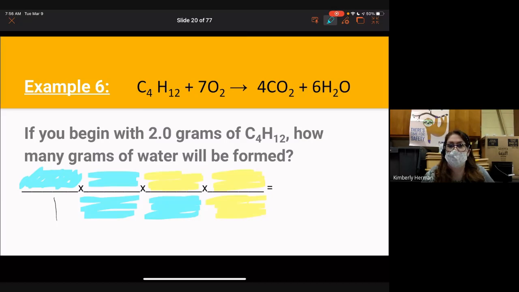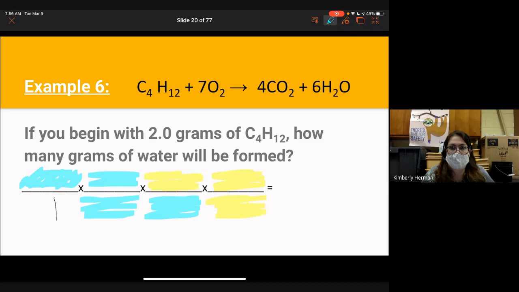Okay, in this video, we're going through example number 6, which is reviewing how to go through a grams to grams conversion. So we are using this combustion reaction on top. C4H12 plus 7O2 yields 4 CO2 and 6 waters. So if you begin with 2 grams of C4H12, how many grams of water will be formed?